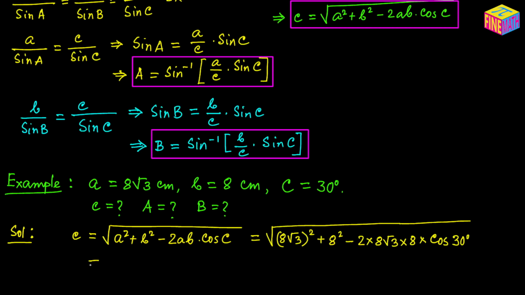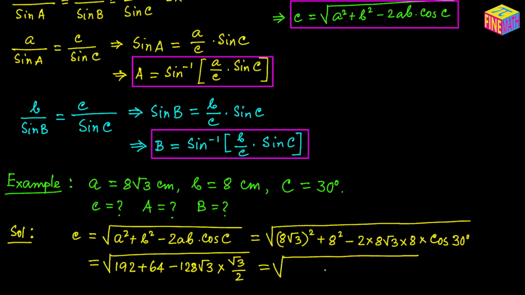And if we simplify, this is going to look like the square root of the first term would be 192 plus 64 minus 128 times square root of 3 times cosine of 30 degrees, which is actually square root of 3 over 2. If we simplify this further, this is equal to the square root of 192 plus 64, that would be 256, minus 128, half of that would be 64 times 3, so that would be 192, and that will be equal to the square root of 64, and that is equal to 8.